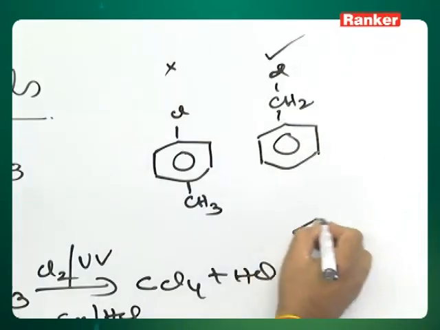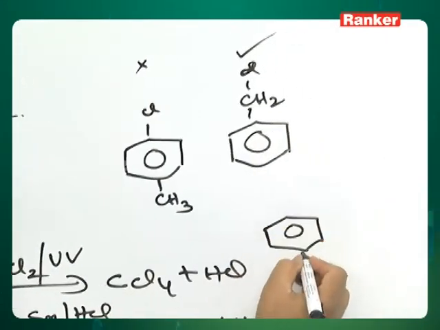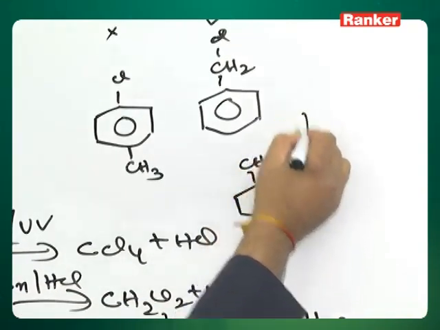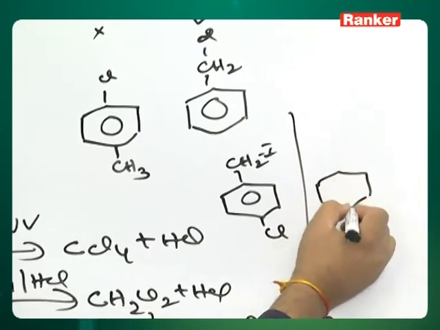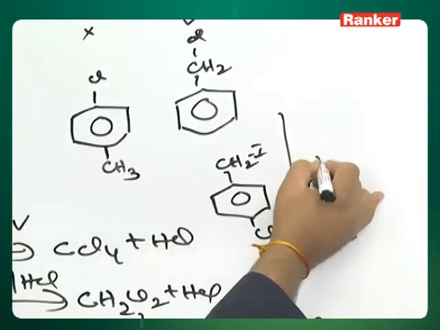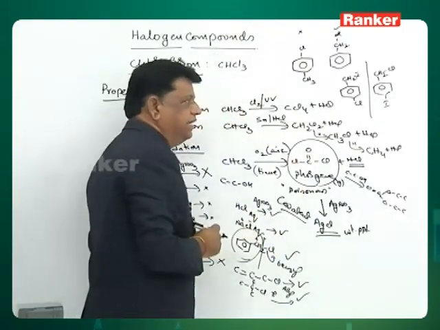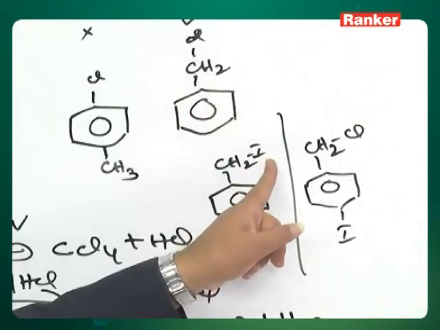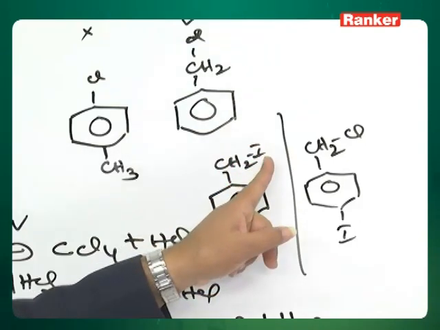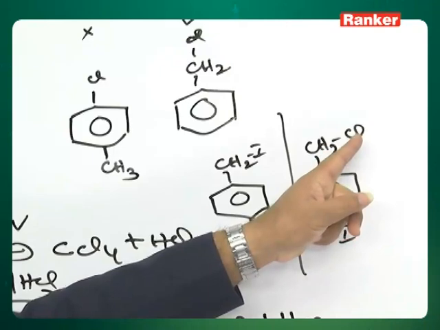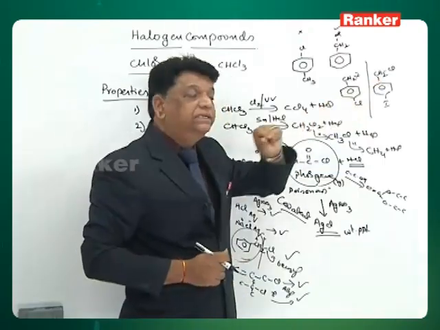Similarly, we have a question like this. We have a chlorine here, CH2 iodine here. In another compound, iodine is here and the chlorine is here. Now both are treated with the silver nitrate. In this case, the iodine is liberatable, ionizable. You will get a yellow color precipitate of silver iodide. In this case, silver nitrate reacts and you will get a silver chloride.